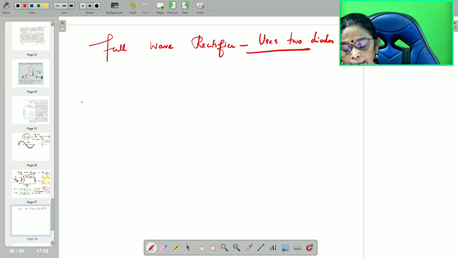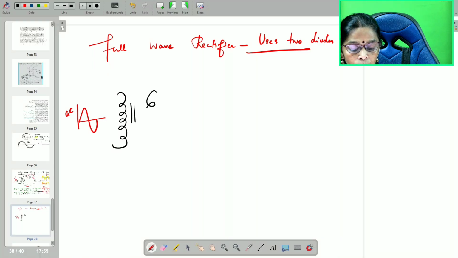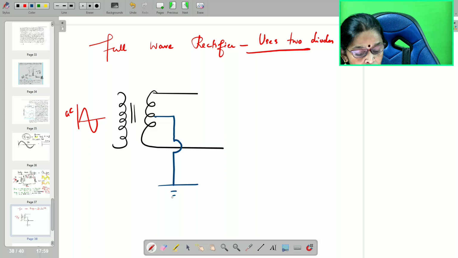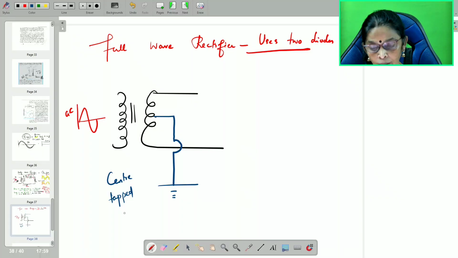Now this is again AC input. I am using a transformer in order to step down the voltage. Now, here I am going to use a center tapped transformer. What transformer? Center tap. From the center you have to take a connection and connect it to the earth. That is called a center tapped transformer. Listen carefully, children.